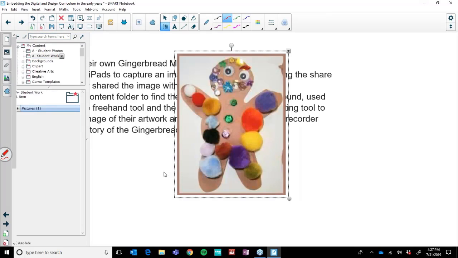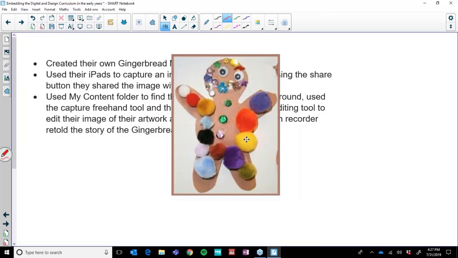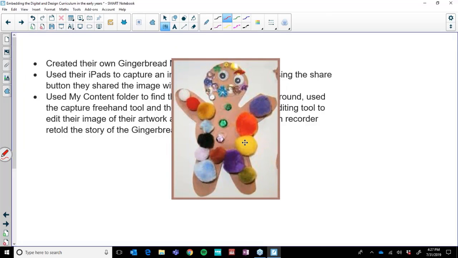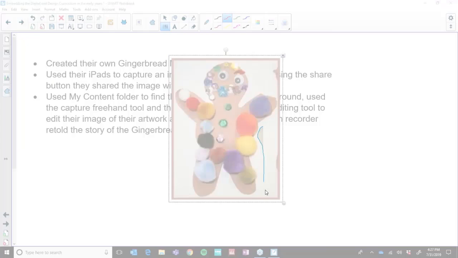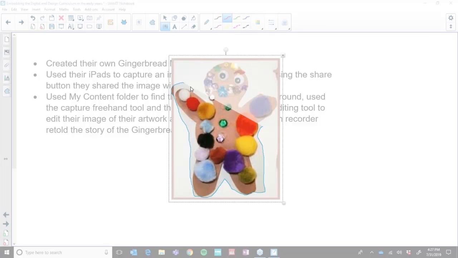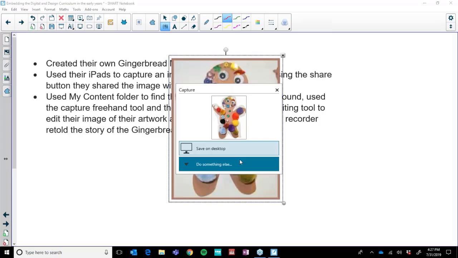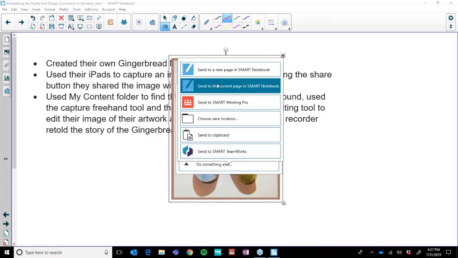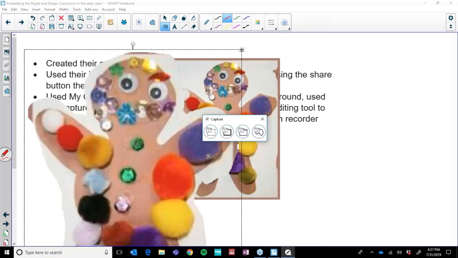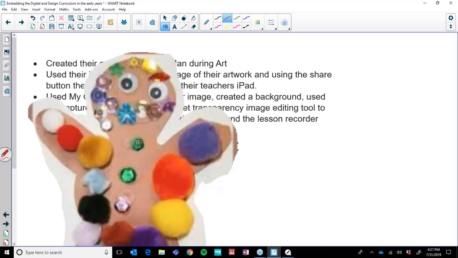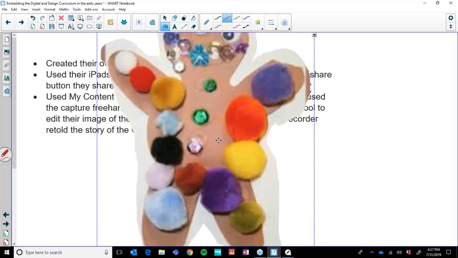My students then came in and pulled their artwork out, and what they did was they actually used the capture tool to capture a copy of the gingerbread man. They would have done it a lot neater than I did, but they mapped around their gingerbread man and cut it out. I'm going to save it to our current page here. So what you can do is I'm going to delete that one so you can see this one, and I'm going to make him a little bit smaller.